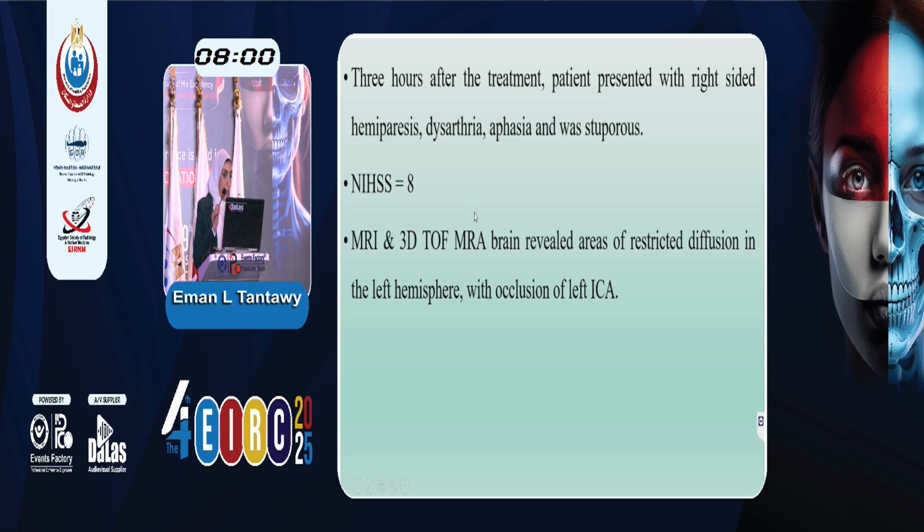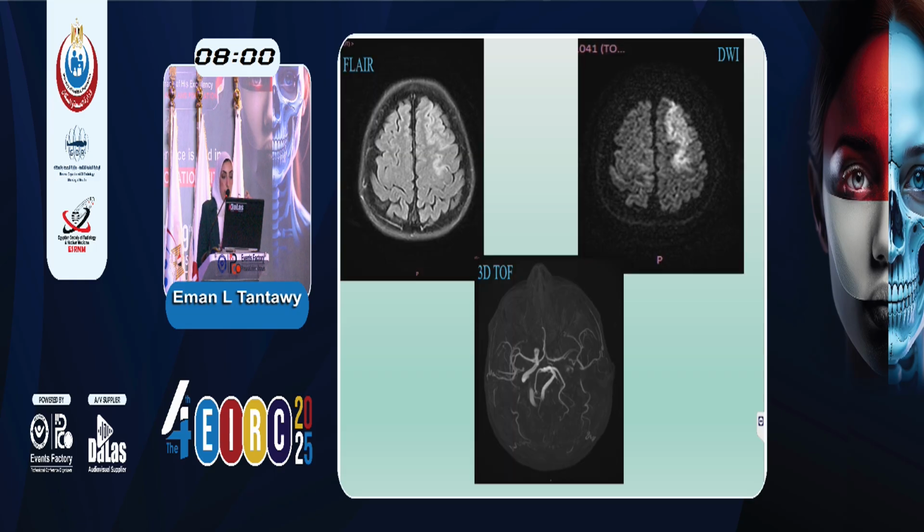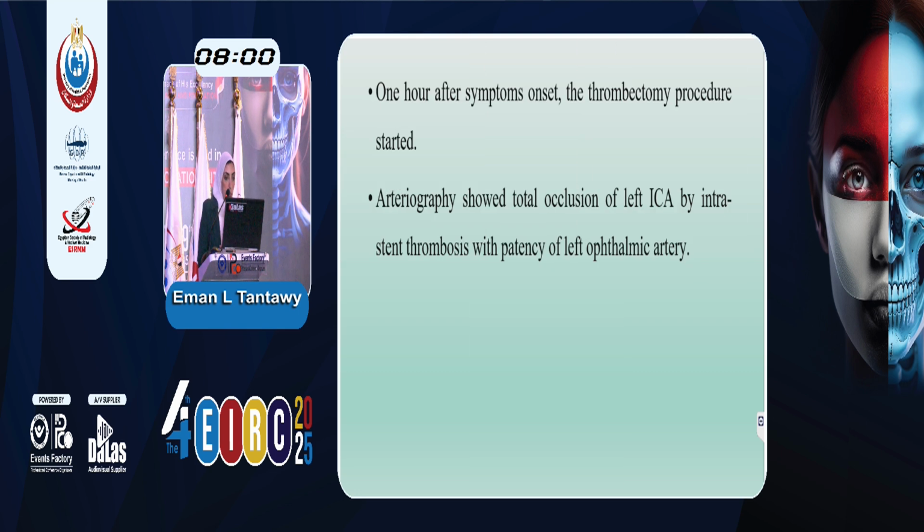Three hours later, unfortunately, the patient presented with right-sided hemiparesis, dysarthria, and aphasia, and she was intubated. The NIHSS was 8. The patient was taken immediately to MRI and MRA time of flight, which showed left carotid artery occlusion with some FLAIR and diffusion-weighted imaging affection. So the patient developed a thrombus, most probably inside the stent, the FRED that was already deployed, despite the loading of antiplatelet.